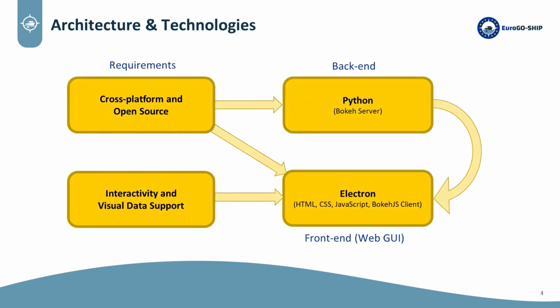To meet the requirements of cross-platform compatibility, interactivity, visual data support, and openness, the application integrates open-source technologies. Python handles data processing, while Bokeh provides interactive visualizations through its two main components: the Bokeh server, which manages data updates and interactions on the backend, and BokehJS, the client-side library that renders plots in the browser.